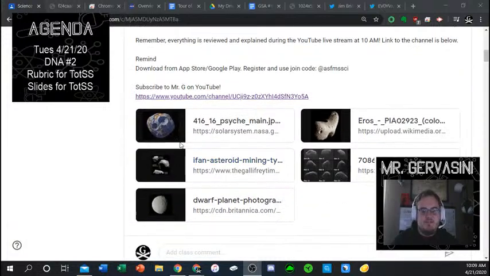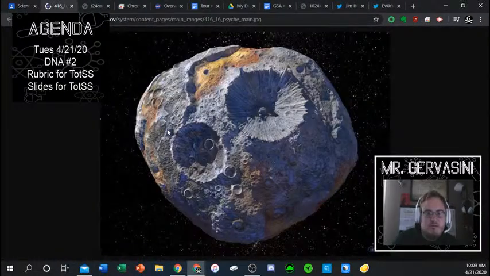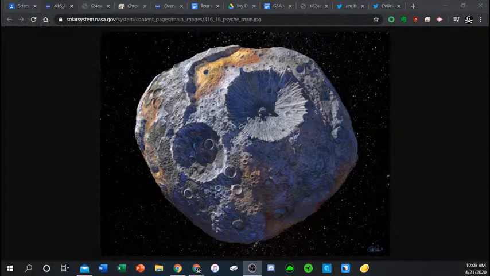Alright. So let's take a look at some of these pictures and come up with a definition. First one. This is Eros, an asteroid in the asteroid belt. Kind of large. But if you were to describe this, what does it have on it? How does this compare to your planet in terms of size and shape?